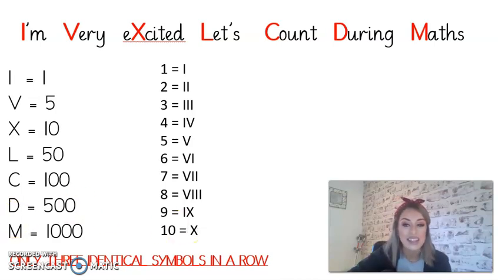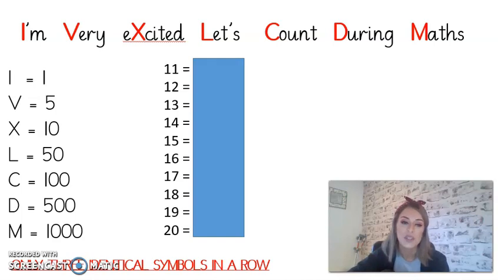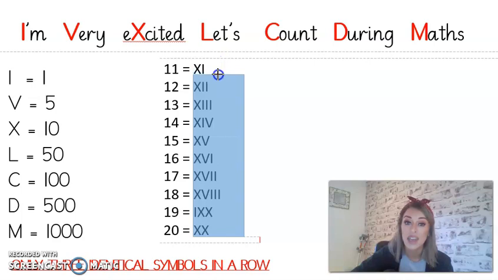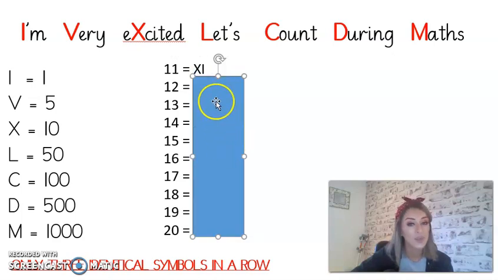Let's do some trickier ones. Okay, so we're going to do the numbers all the way up to 20. And I know that X is 10, and 11 is 1 more than 10. So 11 must be XI. Have a guess. See if you can do 12, 13. See if you can do the next 2. Remember that pattern of adding 1 each time.